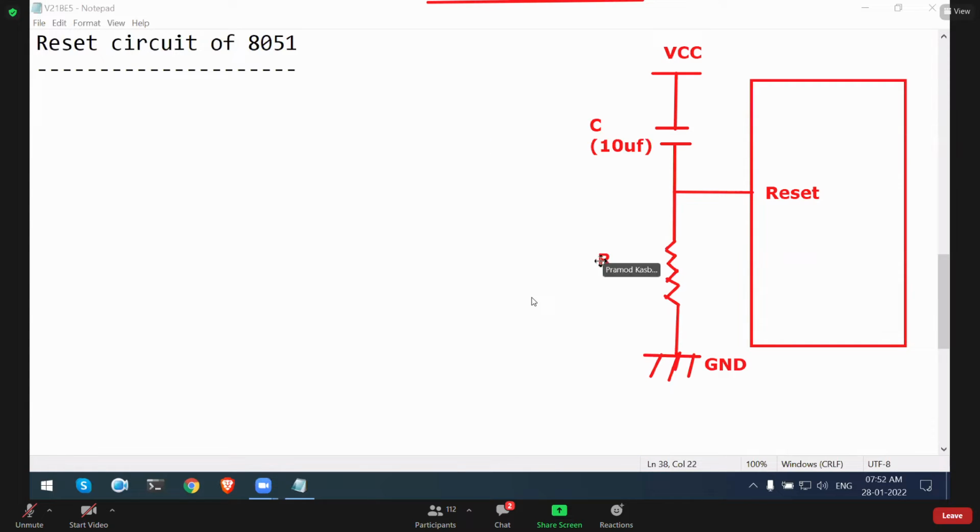This resistor is 0.8K. It is not, it is 8 kilo ohm, 10 microfarad and 8 kilo ohm. Okay, the reset pin is pin number 9 on 8051. And reset is a vector. Reset is actually an interrupt only, called a non-maskable interrupt, which cannot be ignored.